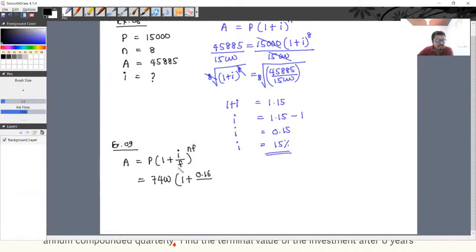How many times does it get compounded per year? If it is quarterly, that means the value of F is 4. Therefore, the value of F should be 4. Here, what should be the power value now? N into F. N means number of years. That is 6. That is 6 into F. F value is 4, so altogether it is 24.